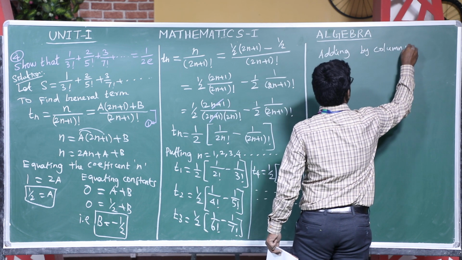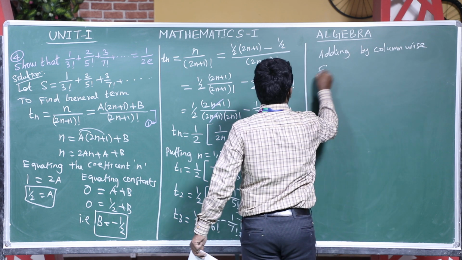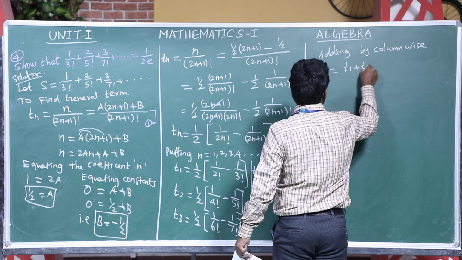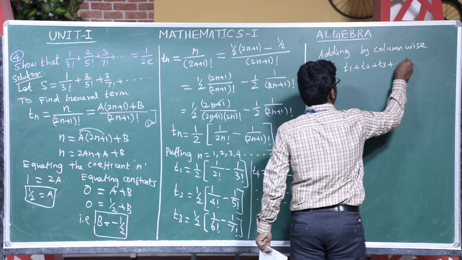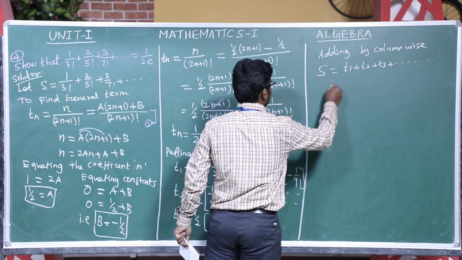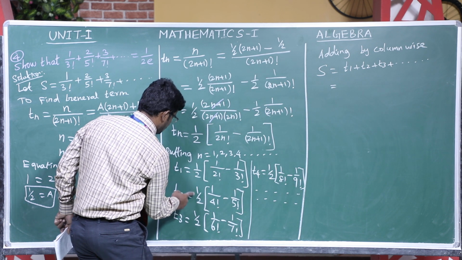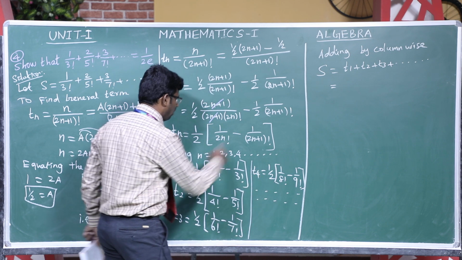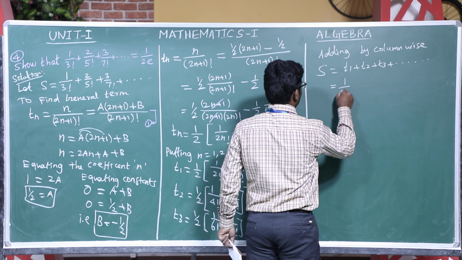Okay, now we can add column wise. Then the left hand side is Sn, that is T1 plus T2 plus T3 plus T4, T5, etc. is going on, equal to, by column wise, it is similar. 1 by 2 is common for all the terms.